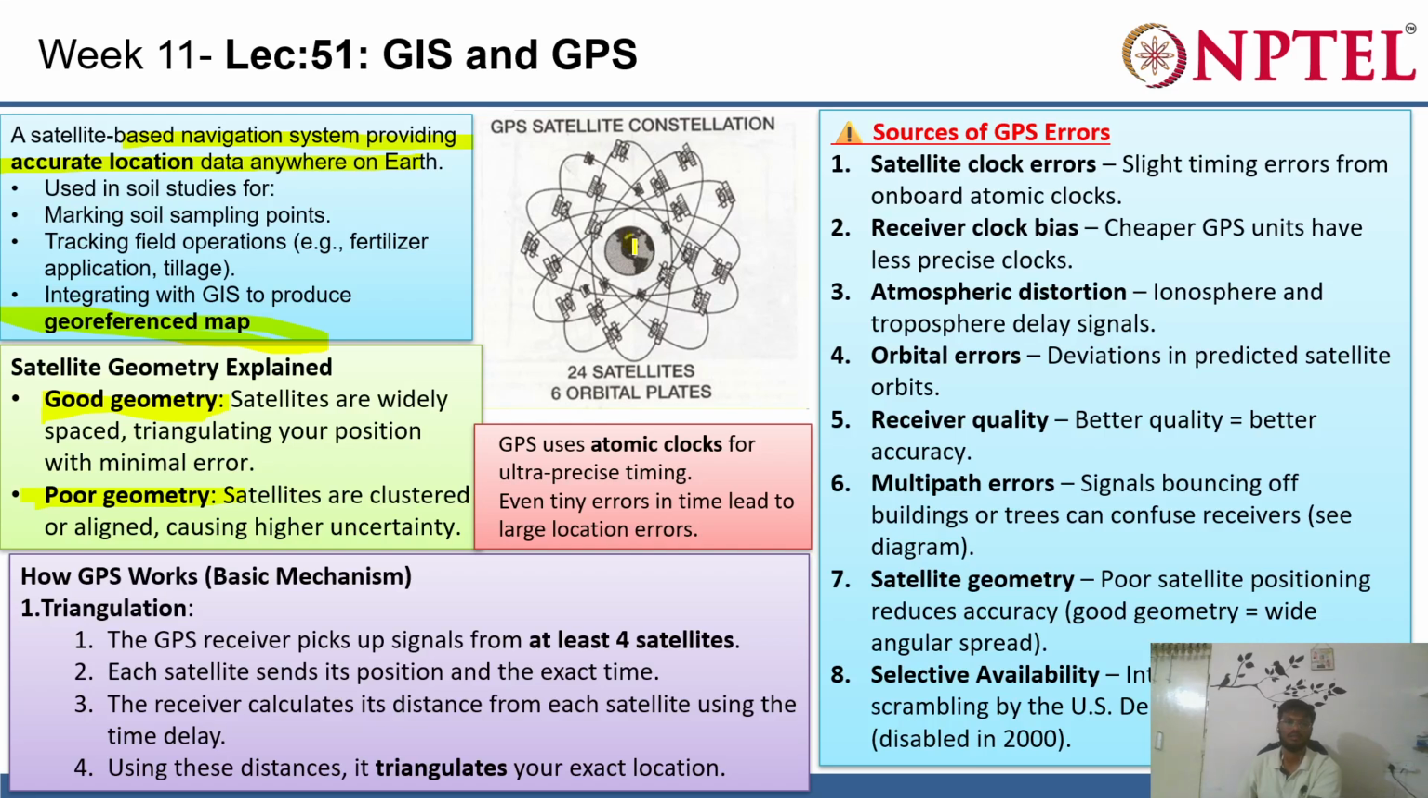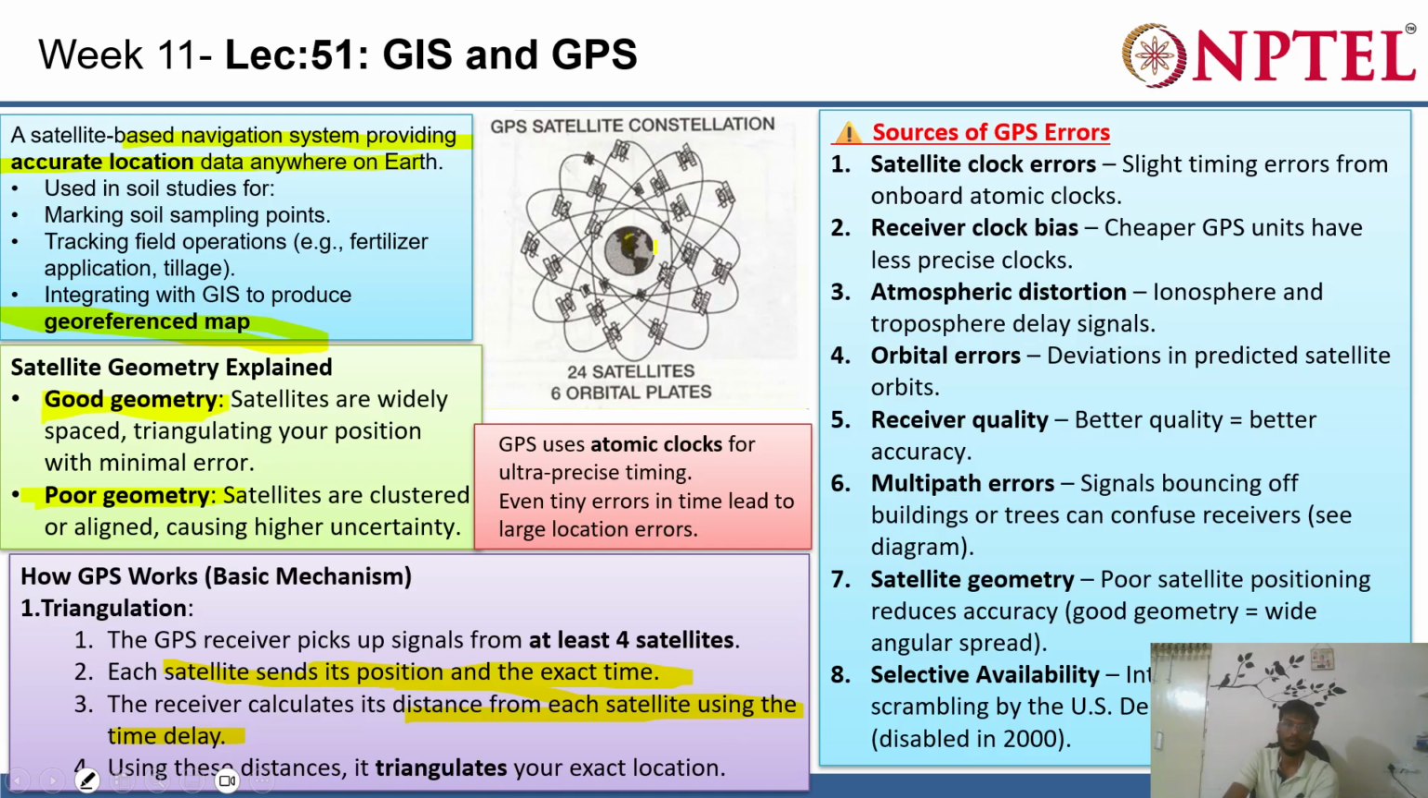Whenever you turn on this location, the GPS receiver that we have in the phone picks up signals from at least four satellites. Each satellite sends its position and exact time, and based on that, the receiver calculates its distance from each satellite using time delay. Using these distances, it triangulates the exact location.